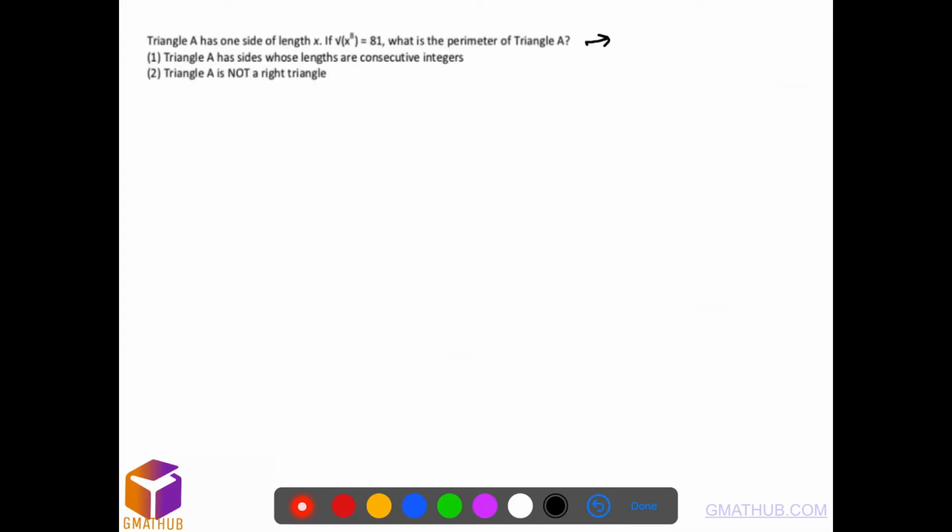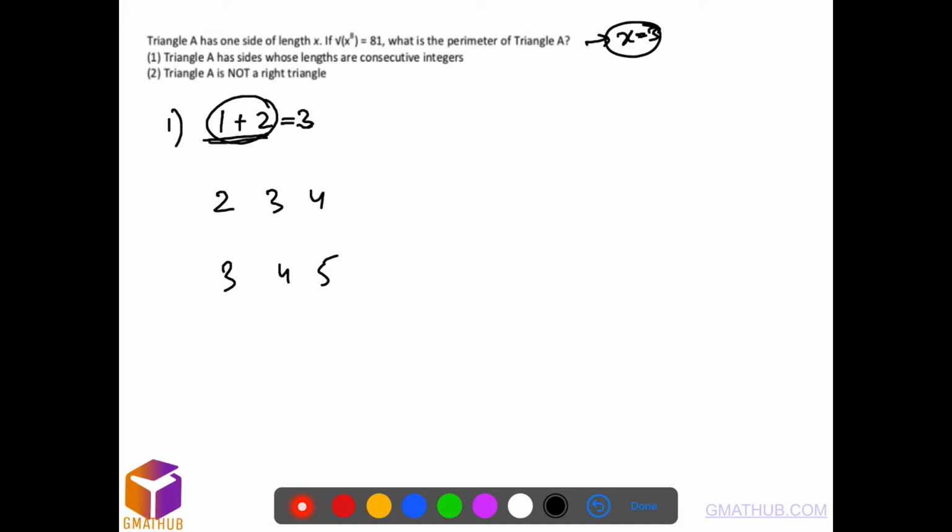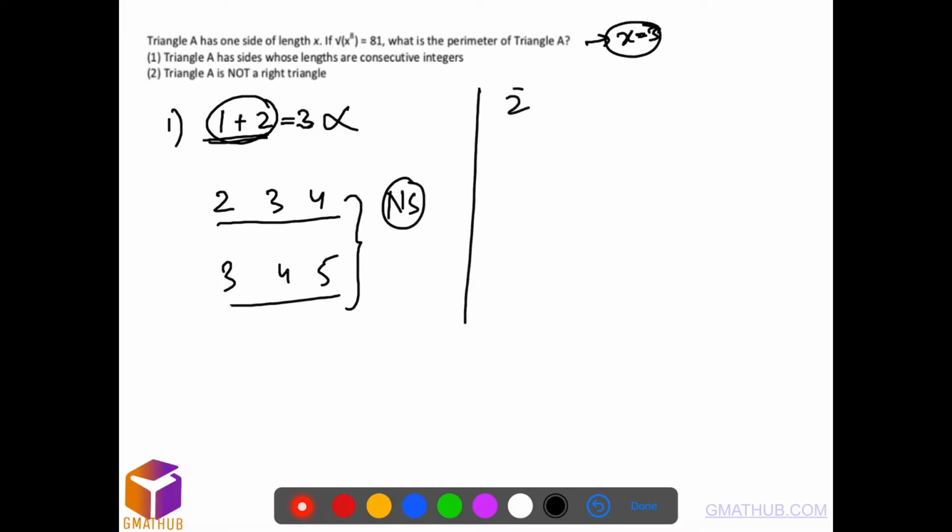So the question says x is equal to 3, and again, what is the perimeter? First statement, the sides are consecutive integers, so it could be 1 2 3, 2 3 4, or 3 4 5. But if you see, in this case 3 is equal to 1 plus 2. Okay, the length of one side is equal to the sum of the other two. It cannot happen, but still two options are possible. Not sufficient.